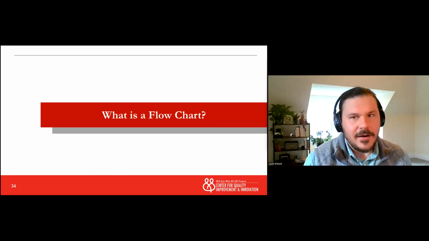So now that we've walked the Gemba and we have all these notes, how do we actually map the flow?